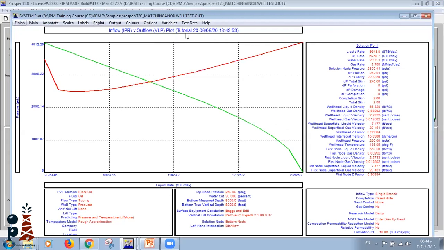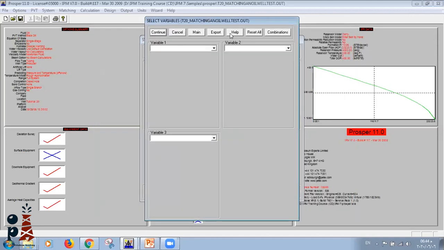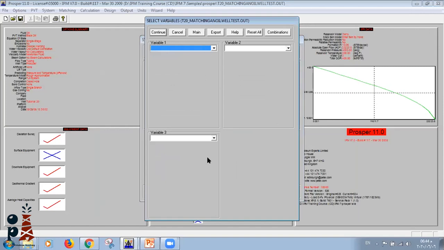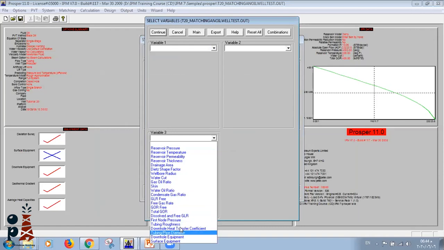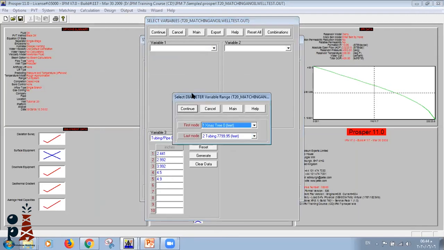So, as I mentioned, we would like to do some analysis. We want to know, for example, what is the optimum tubing size to be used. So I can do this easily here. I can go to the system and change the variable. For example, I will change the tubing pipe diameter. I will use different tubing pipe diameters and see what will be the rate.